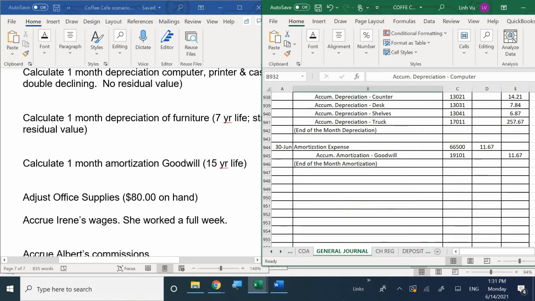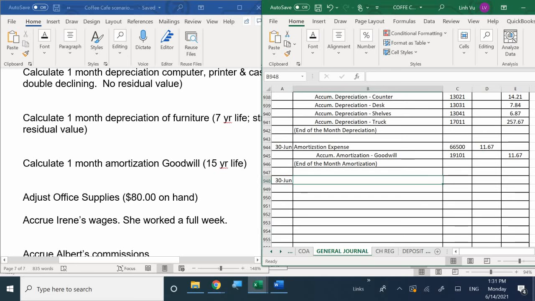Adjusted office supplies to $80 on hand. How should we adjust? Our assumption here is we bought office supplies, and now that we used some of the office supplies, we have $80 left on hand. So do we go business expense?